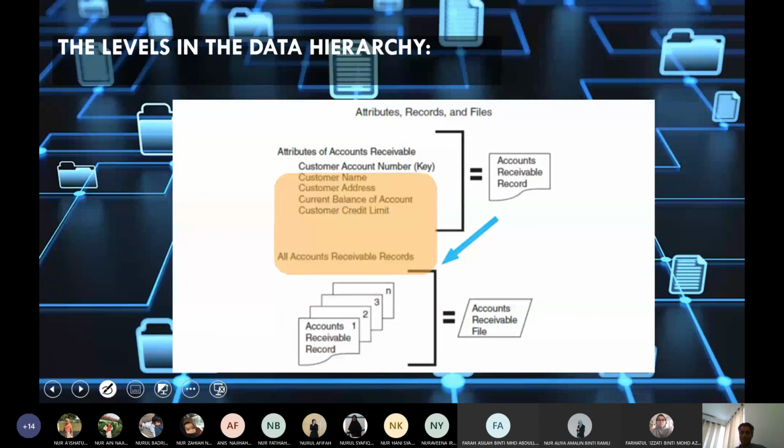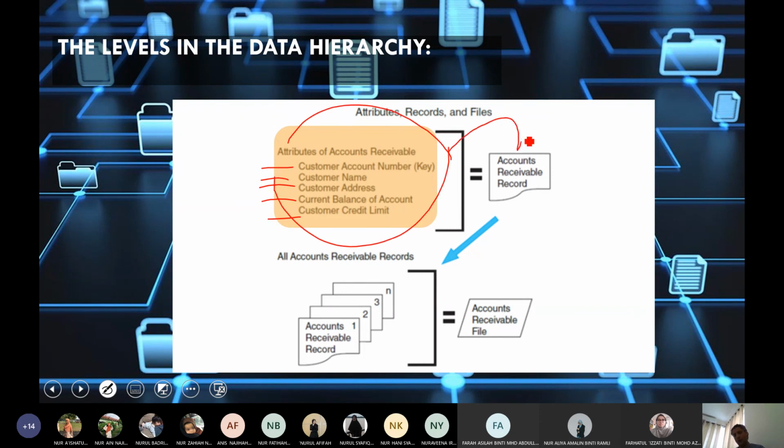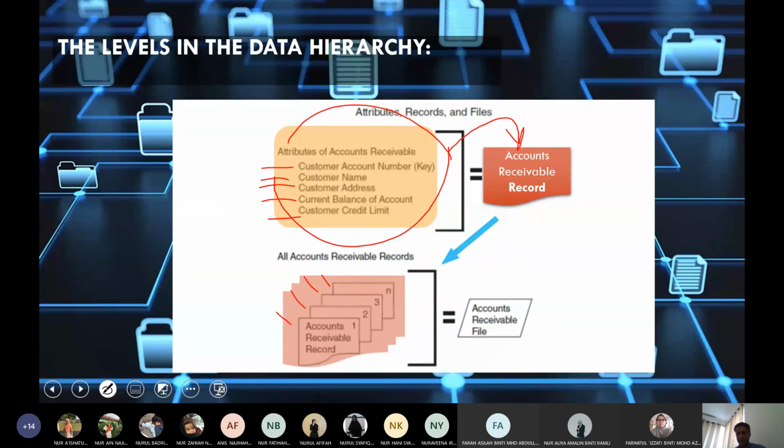Okay, so this is an example to explain this. Here is an accounts receivable record. Each piece of information in this record is considered an attribute, and all of this together equals the accounts receivable record. But if we have several records, then that is a file. That is the accounts receivable file.